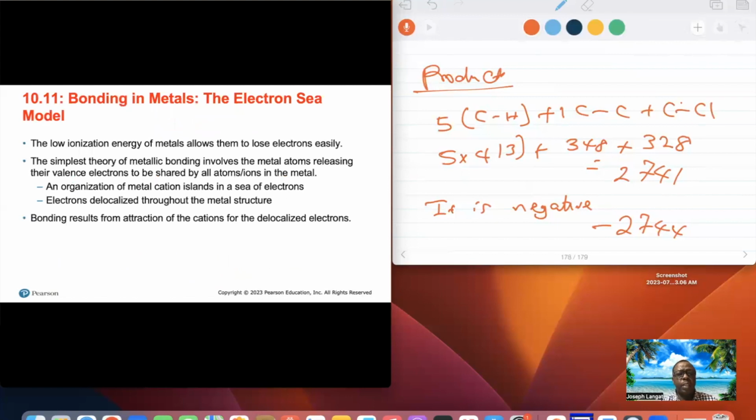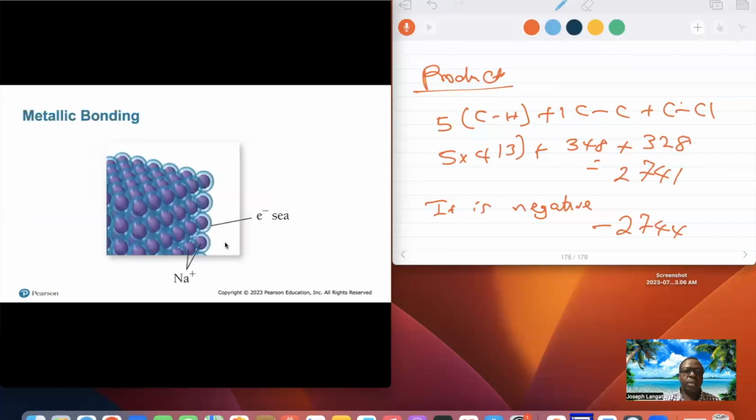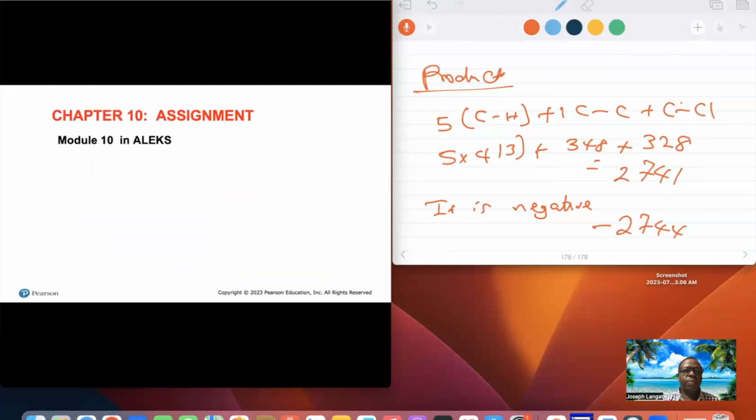Lastly, I won't spend time on section 10.11, bonding in metals. This is just an explanation of what a metallic bond is. Remember, metals have low ionization energy, and therefore they lose their valence electrons easily. Bonding in metals results from the attraction of cations for delocalized electrons. Read more on that in the text. And this marks the end of chapter 10.